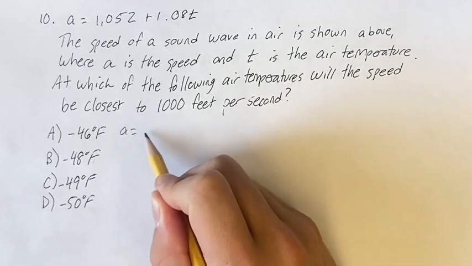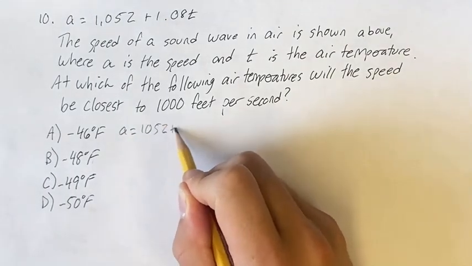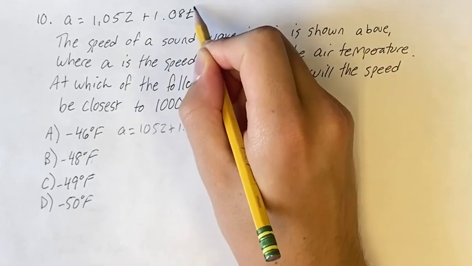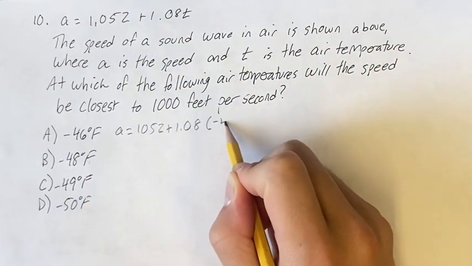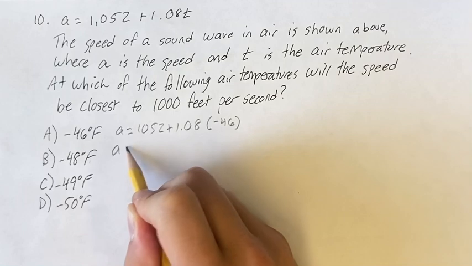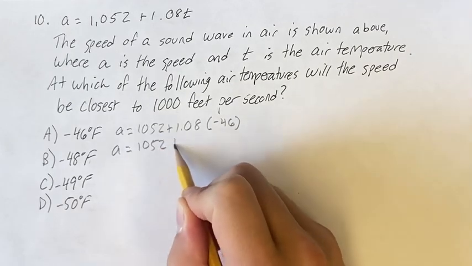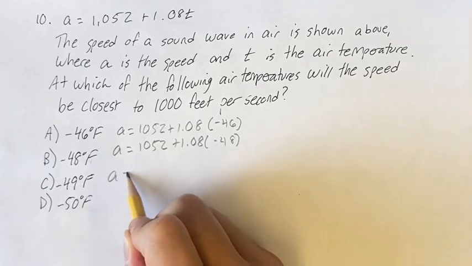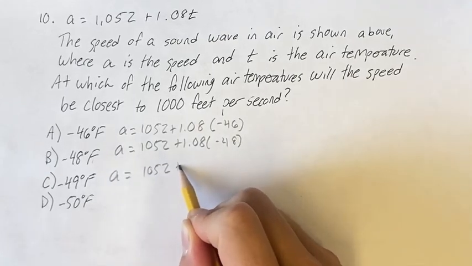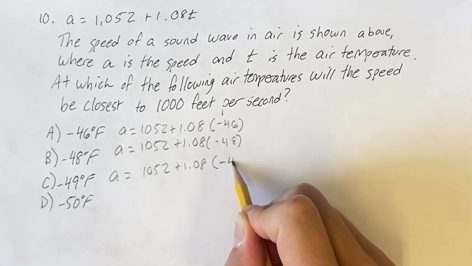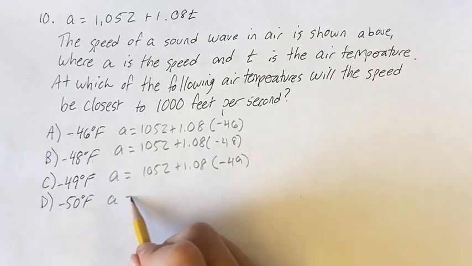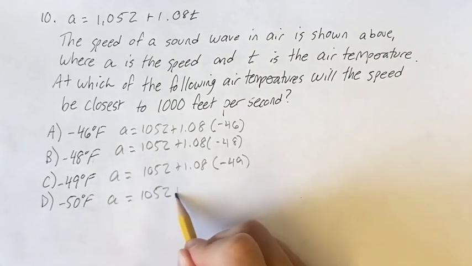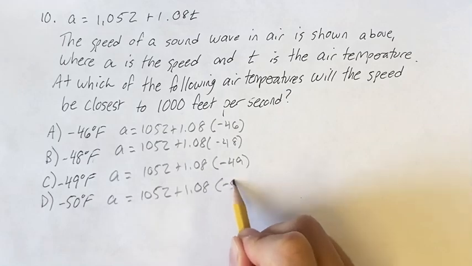So we have A is equal to 1052 plus 1.08, and then plugging in for T, we have -46. For B, we have the same thing, except plugging in -48. C, again, similar thing, plugging in -49. And D, last but not least, plugging in -50.